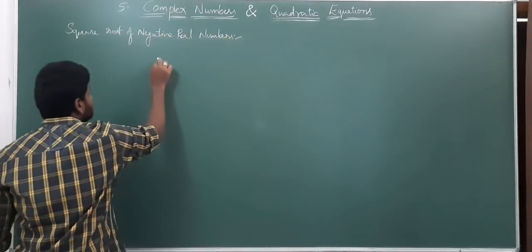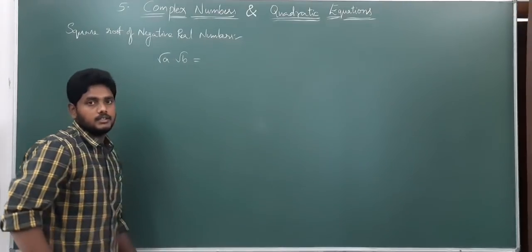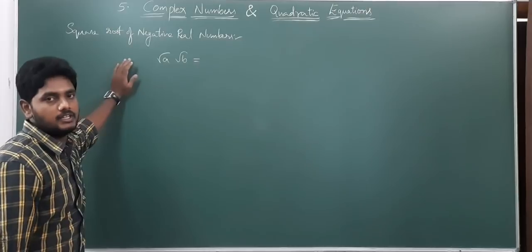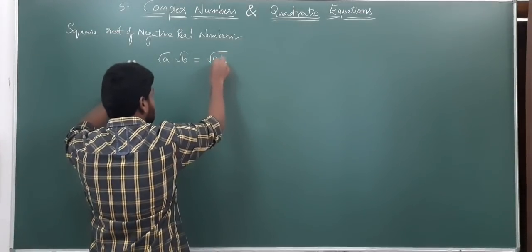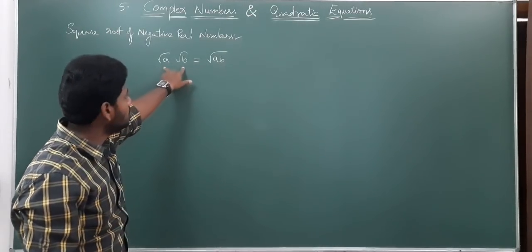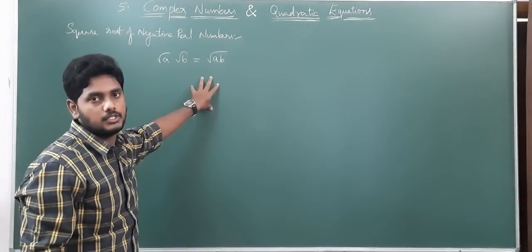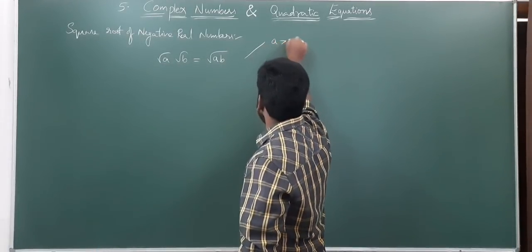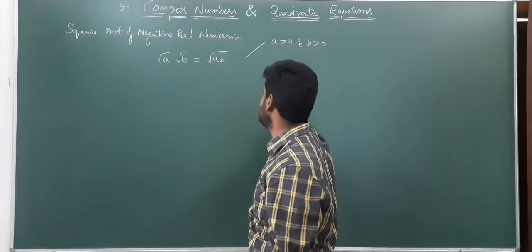First, suppose you know the formula of square root of a into square root of b. If any real numbers are in the form of square root of a into square root of b, you might have learned the formula is square root of ab, right? Square root of a into square root of b will be equal to square root of ab. In which cases is this possible? It is possible if a greater than 0 and b greater than 0.